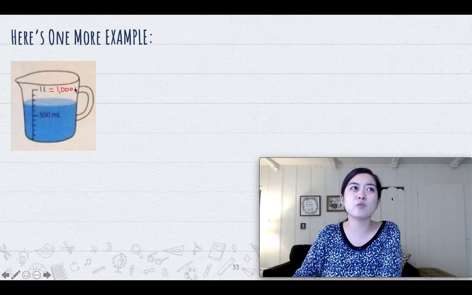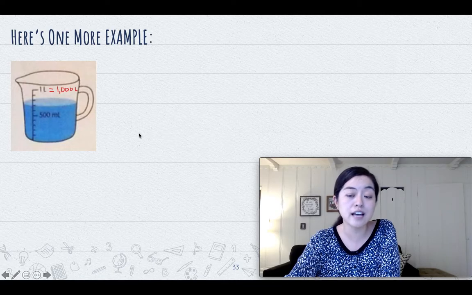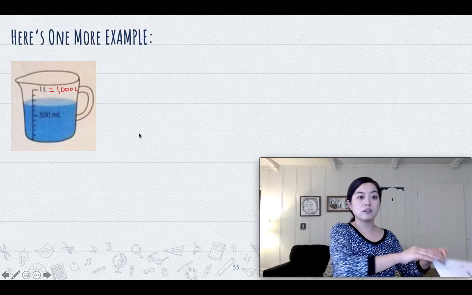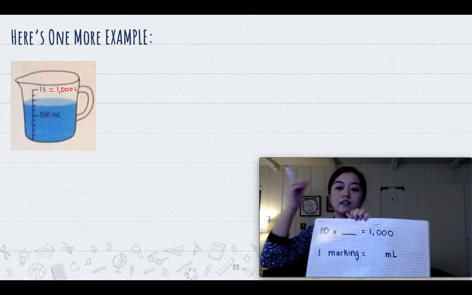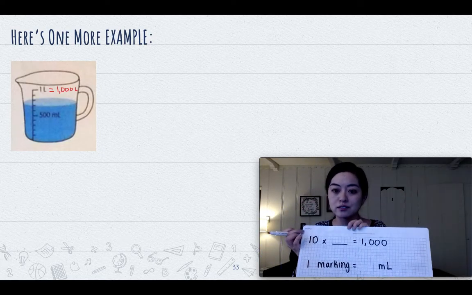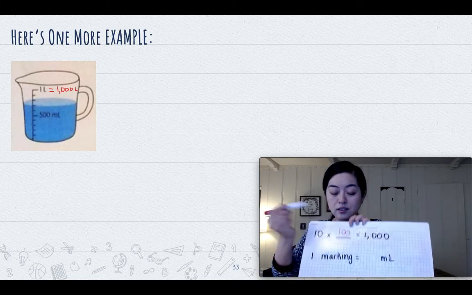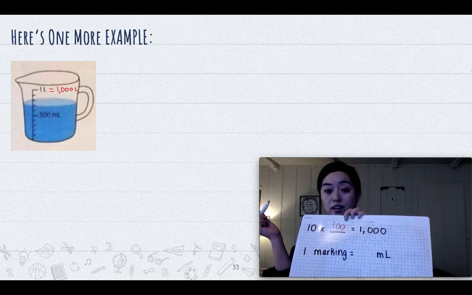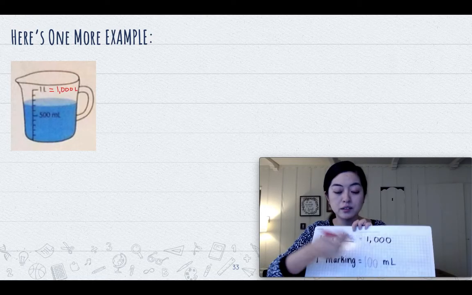And I remember that 1 liter is actually 1,000 milliliters, okay? And when I count from the bottom of my measuring cup all the way to the top here of 1 liter, and I count the number of markings there are, there's 10. Okay, so 10 times what gets you 1,000? This is something we practiced last week, isn't it? Okay, it's 10 times 100 gets you 1,000. So one marking is equal to 100 milliliters.